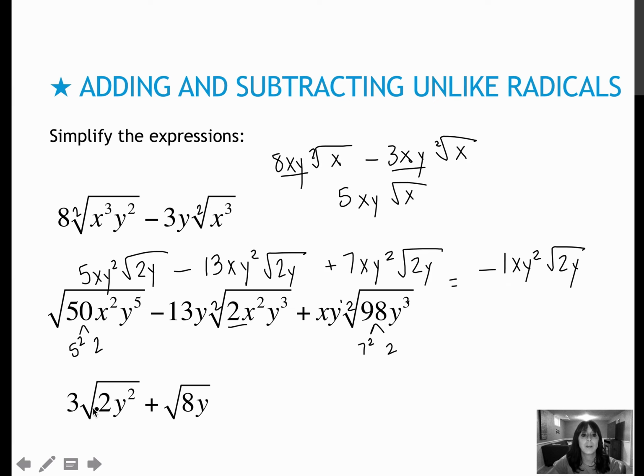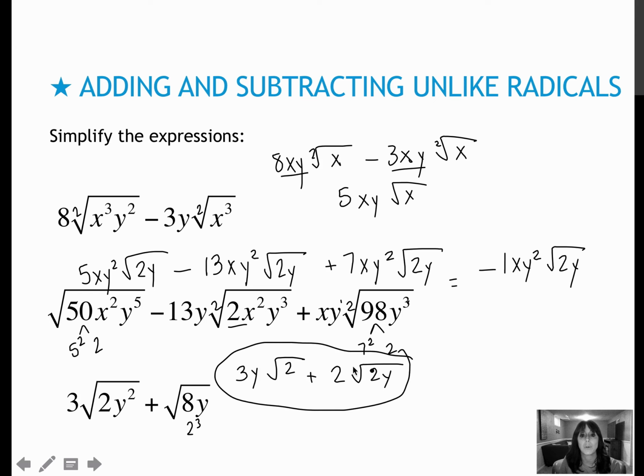And then my last one, this turns into 3y square root of 2 plus 8 is 2 to the third. So a 2 could come to the outside, and inside I would have 2 and y. So notice, even though they both have y's and they're both square roots and they both have a 2, I can't combine them because there's no y left over here. So that's my final answer.